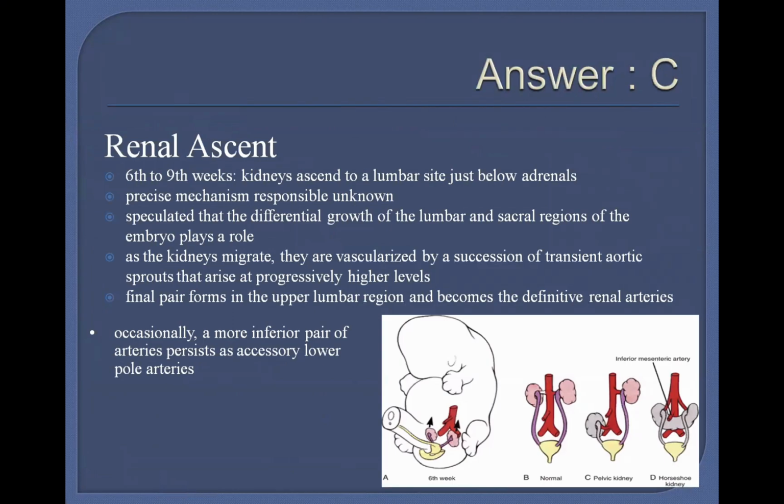So that is the duration when the kidneys are seen to ascend to the lumbar side and settle just below the adrenals. The precise mechanism is not exactly known. However, it is speculated that differential growth of the lumbar and sacral regions of the embryo plays a role. As the kidneys migrate, they are vascularized by a succession of transient aortic sprouts, which arise sequentially from lower to higher levels. The final pair will form in the upper lumbar region and become the definitive renal arteries. So in case any inferior polar vessels persist, they will remain as accessory lower pole arteries.